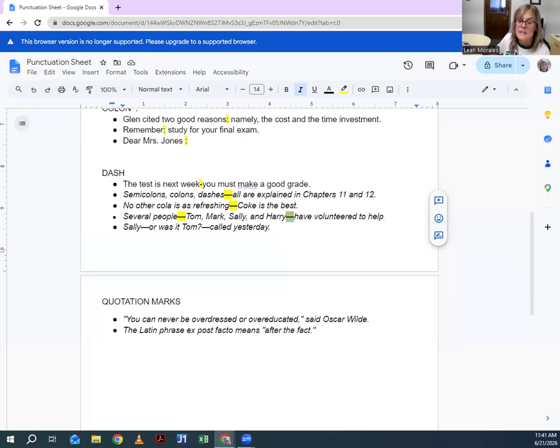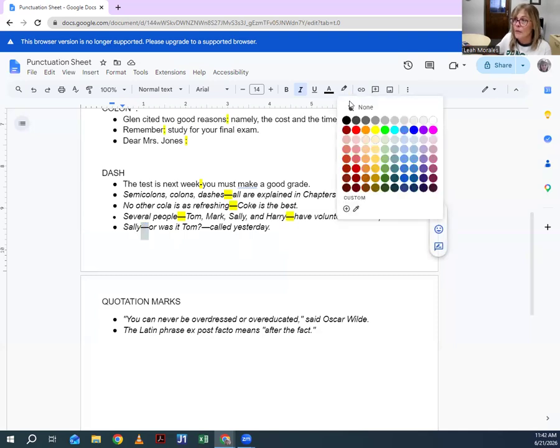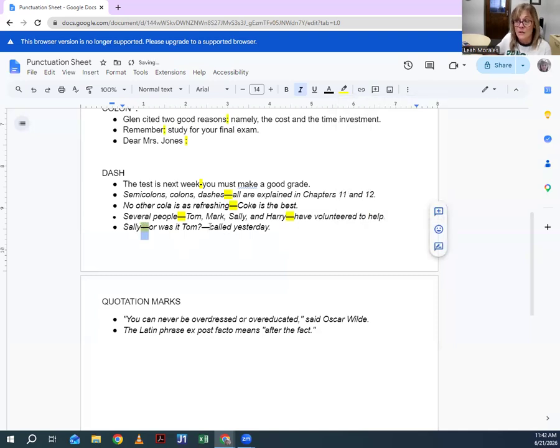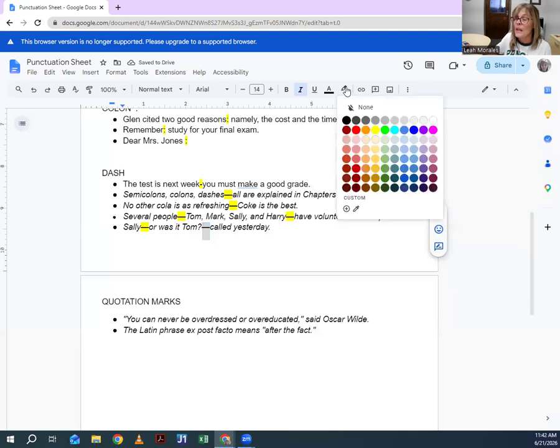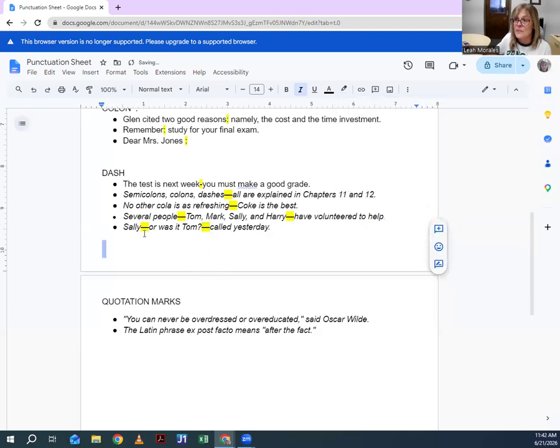Okay, and this is sort of done the same way. It's not a list, but it is something that is interrupting the sentence, because you could just say Sally called yesterday, but you had a question in the middle. And so you said Sally, or was it Tom, called yesterday. Now I'm going to tell you this type of sentence really has no place in your business writing. Don't use it for that.